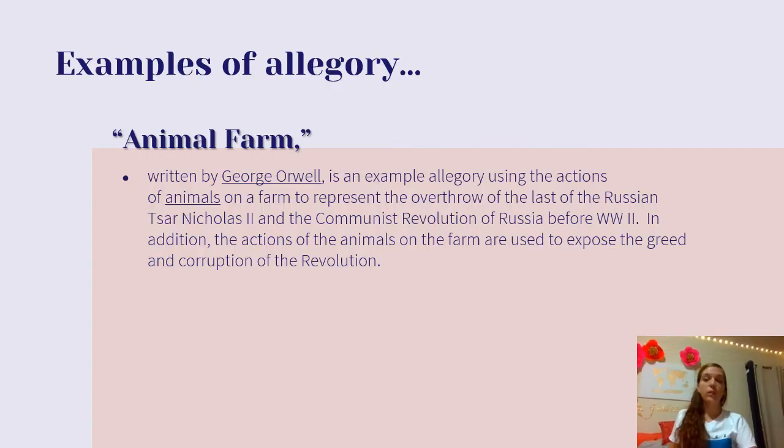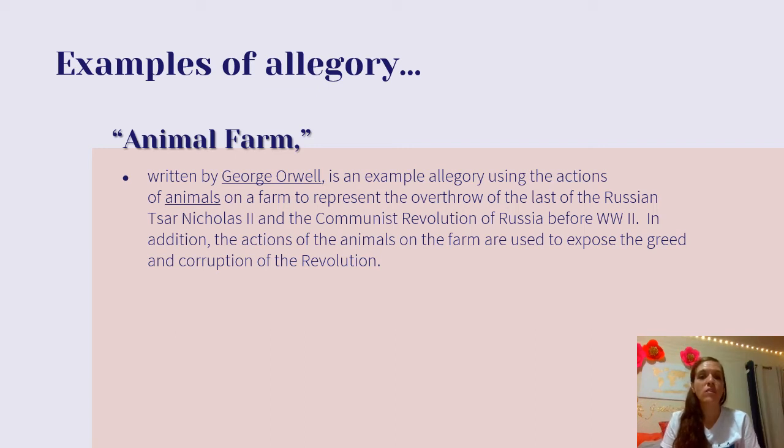This is not a book that we read here. We could, and it would be really interesting because it's all about communism. It's called Animal Farm. It's written by a very famous author. His name is George Orwell, and I'm going to read what it says right here. It's an example of an allegory using actions of animals on a farm to represent the overthrow of the last of the Russian Tsar Nicholas II and the communist revolution of Russia before World War II.